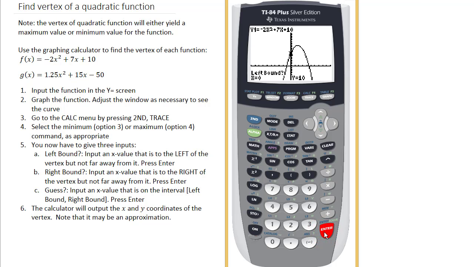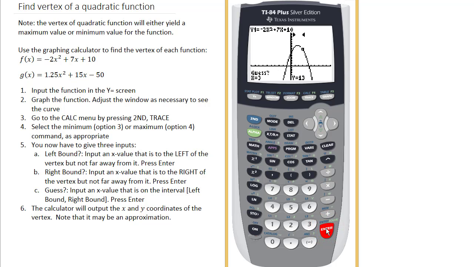Now the calculator asks for a left boundary, a right boundary, and then a guess. For the left boundary, I want to input an x value that's to the left of the vertex, but not too far away from it. So now reading this, it looks like the vertex is near x equals 2. It's close to that. So I'm going to think to the left of it. So I can type in 1 and press Enter. And that is certainly to the left of the vertex. Now it's asking for the right boundary. I want to go to the right of the vertex. I'll type in 3 and press Enter.